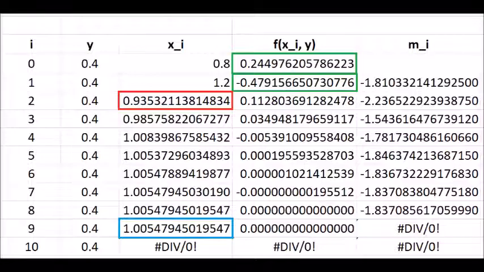Notice by the 9th row that x has converged to 1.005, as boxed in blue. Every digit in the 8th row immediately above it is identical. In the next column over, we see entirely zeros. Lastly, the m column has given us a divide by zero error. These three things are telltale signs that we have maxed out the number of digits this software can handle. Our answer has converged on 1.005 when y equals 0.4. These two coordinates make the implicit function f of x and y equal 0.